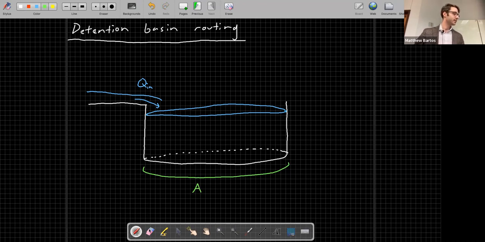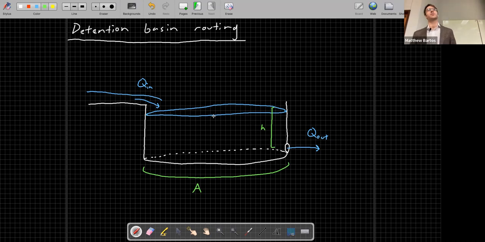And let's say that the detention basin has an outlet. So this might be an orifice, for example. And the outflow from the detention basin as it goes downstream, we'll call that Q out. We'll call the water level above the centroid of the orifice H. Okay, now let's think of what would happen if we applied continuity to this detention basin.